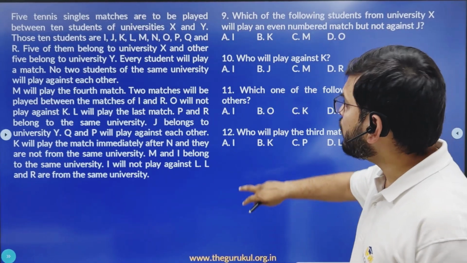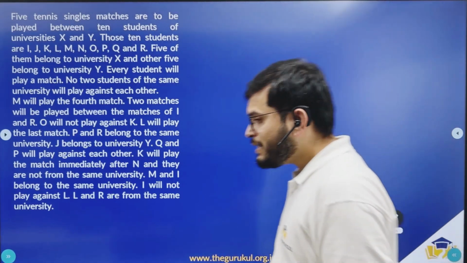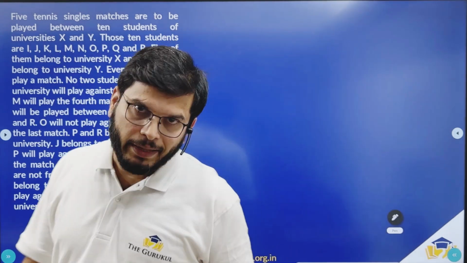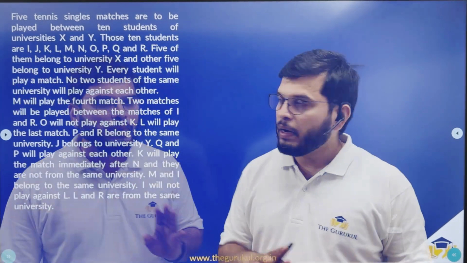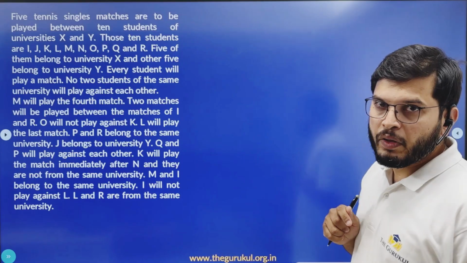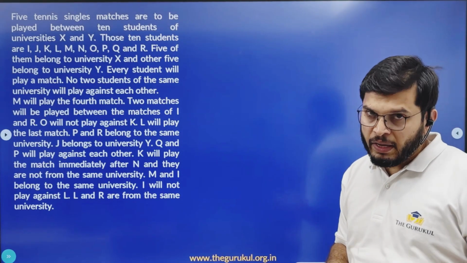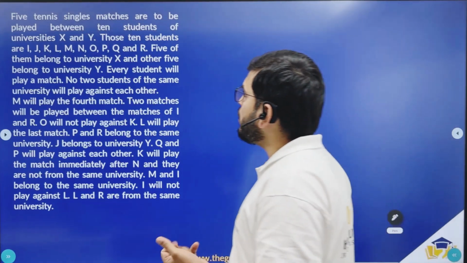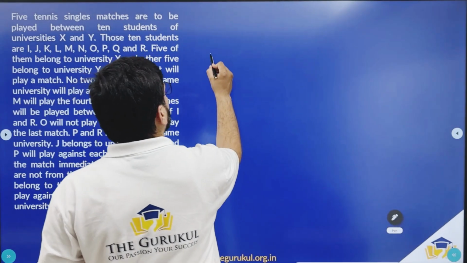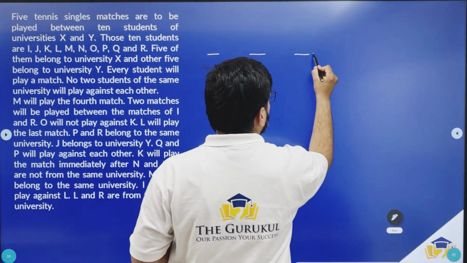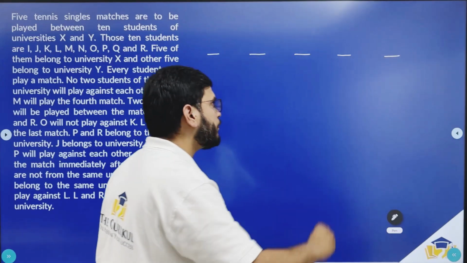And we are given a couple of statements, and this set cannot be solved efficiently using ticks and cross method. So in order to solve this set, we have to put this information onto paper in the most efficient way. Now let's see how. So 5 tennis singles matches are to be played. So you have 1, 2, 3, 4, 5 matches, right?